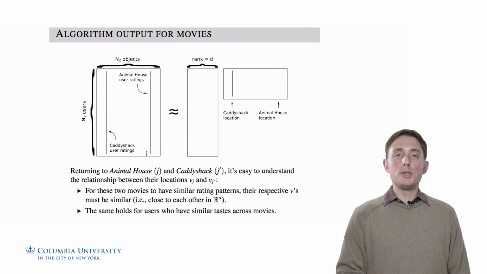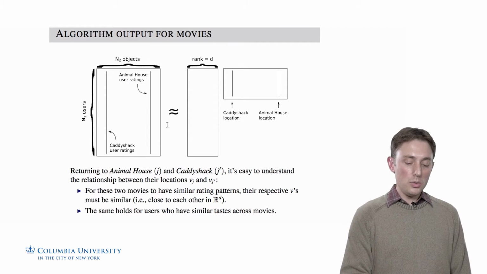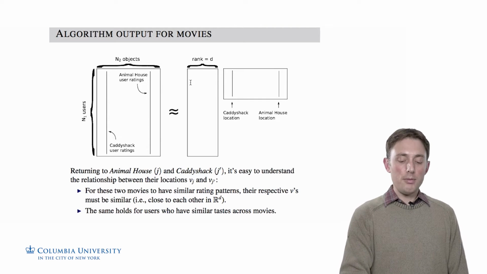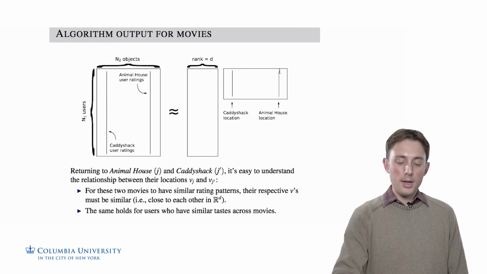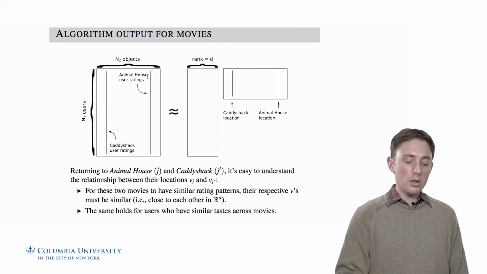We've run the probabilistic matrix factorization algorithm to take this missing data matrix, this matrix with many missing values, and factorize it into a product of this matrix times this matrix, where the left matrix is n1 by d, and the ith row corresponds to the location for the ith user, and the right matrix is d by n2, where, for example, this column corresponds to the movie Caddyshack, so the jth column here corresponds to the jth column here, and this column corresponds to the location for Animal House.